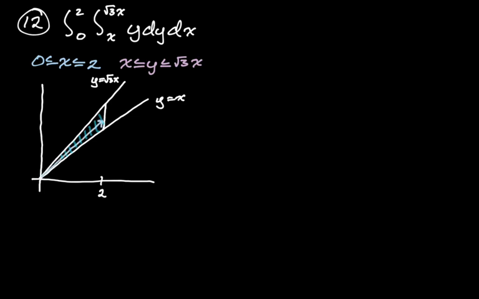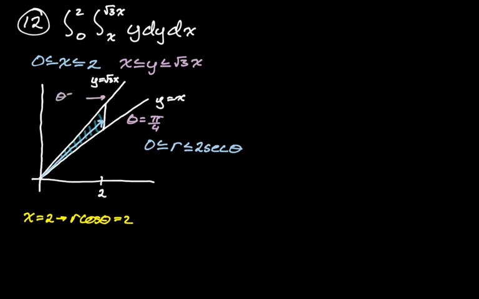Okay, so you go from 0 to x equals 2. But x equals 2 is not a polar equation, so we need to convert it. x is r cosine, which means that r is 2 over cosine, or 2 secant. So we're going from 0 to 2 secant. And then theta, well, what are those lines in polar? y equals x is definitely pi over 4, and root 3x is definitely pi over 3. So we're going from pi over 4 to pi over 3 as we rotate through.